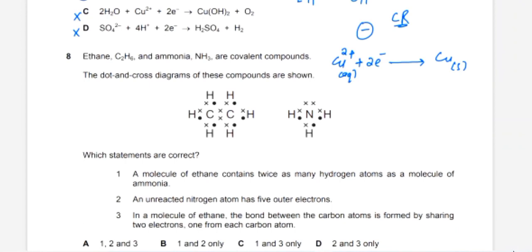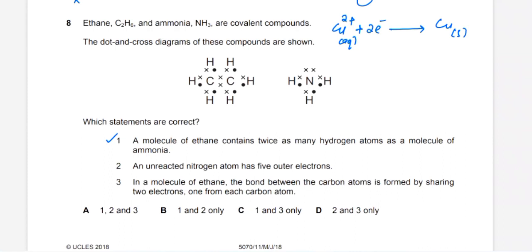Ethane, C2H6, and ammonia, NH3, are covalent compounds. The dot and cross diagrams of these compounds are shown. Okay, so you can see the dot and cross, this is ethane and this is NH3, ammonia. Which statements are correct? A molecule of ethane contains twice as many hydrogen atoms as a molecule of ammonia. Ammonia has 3 atoms and ethane has 6 atoms, so it has twice the number of hydrogen atoms as compared to ammonia. This is a correct option.